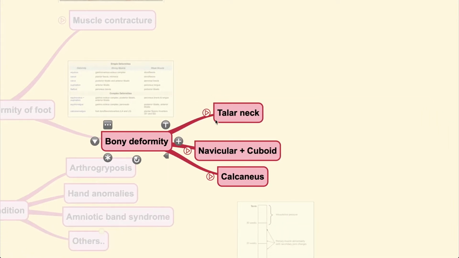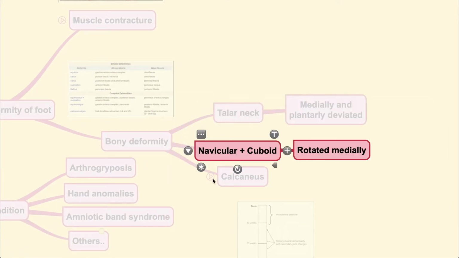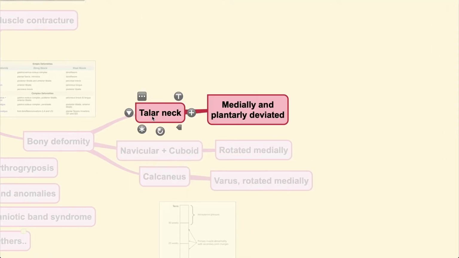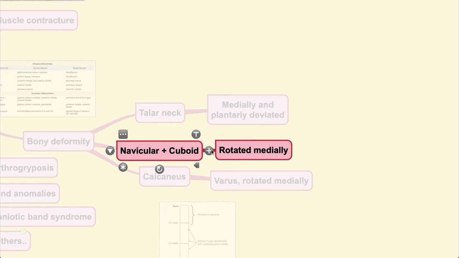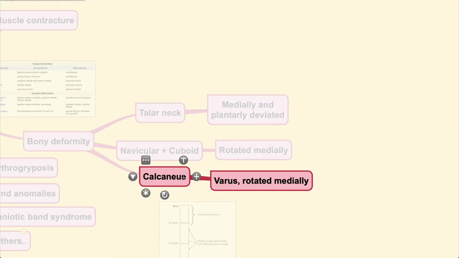Let us start there. In CTEV, we could see problems in nearly all bones in the hindfoot. On the talus, the talar neck is usually medially and plantarly deviated. The navicular and the cuboid are also rotated medially, and the calcaneus is usually in a varus position. This is a very important point because during the course of treatment, the calcaneus must be corrected to the point where it reaches a valgus position to be considered well enough corrected. If it is still maintained in a varus position, then it is not corrected well enough.